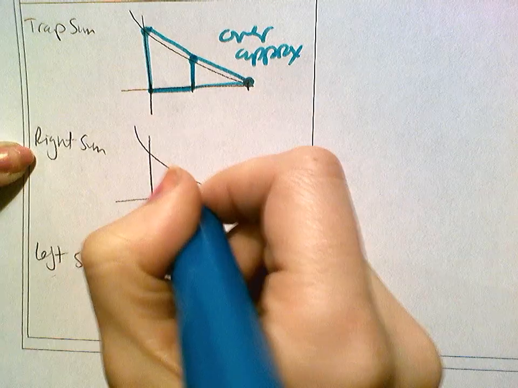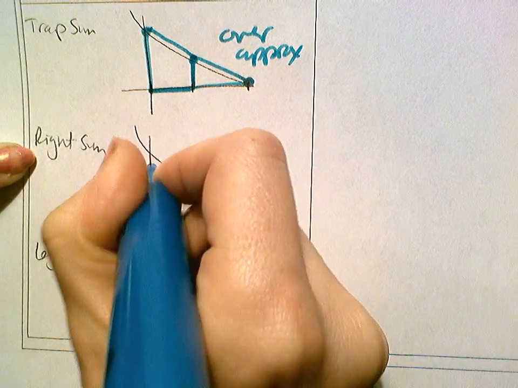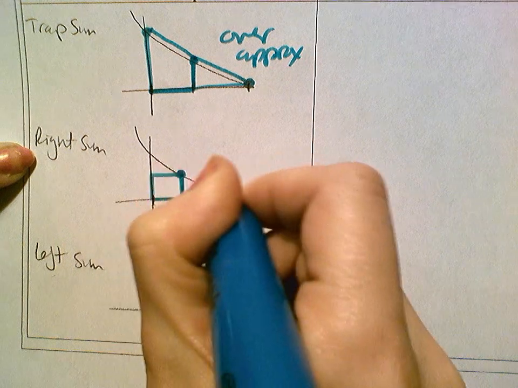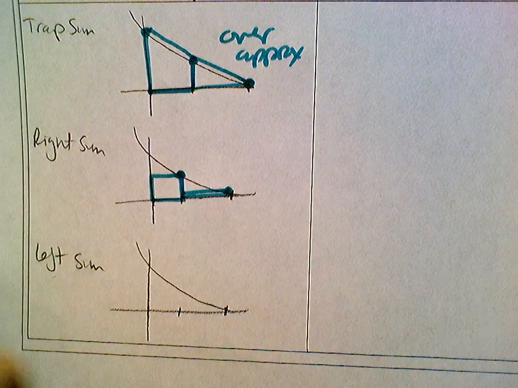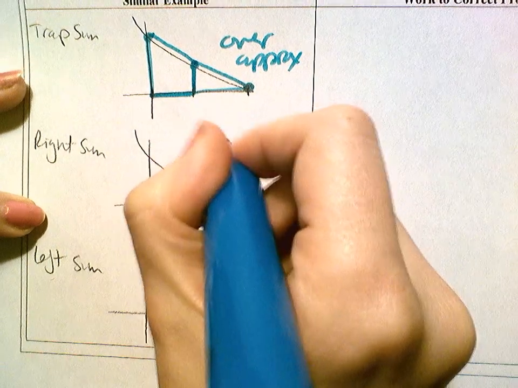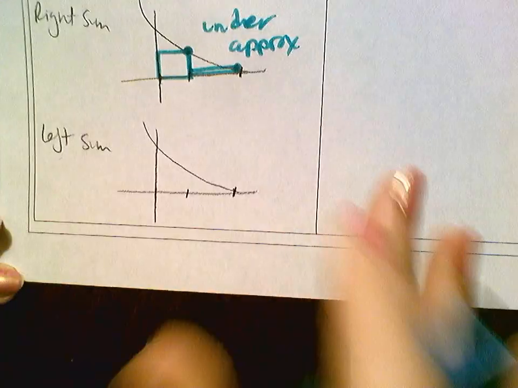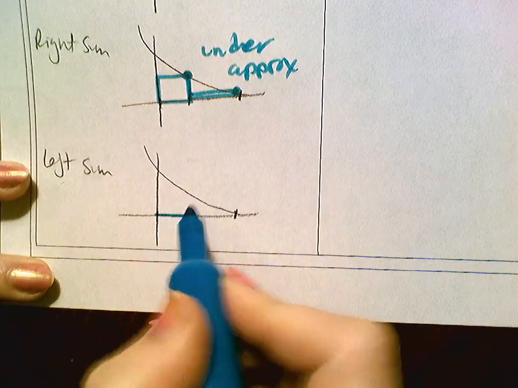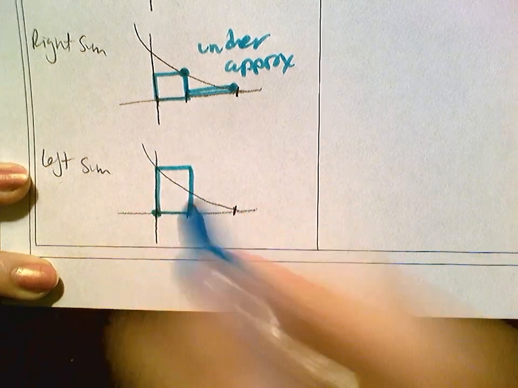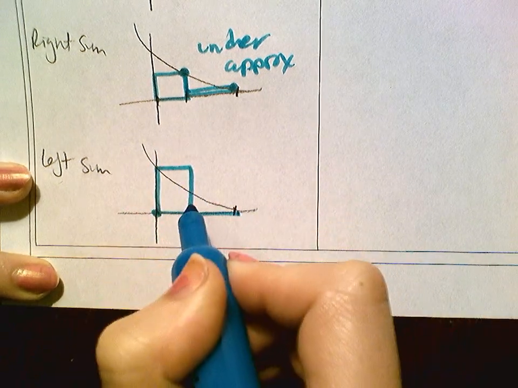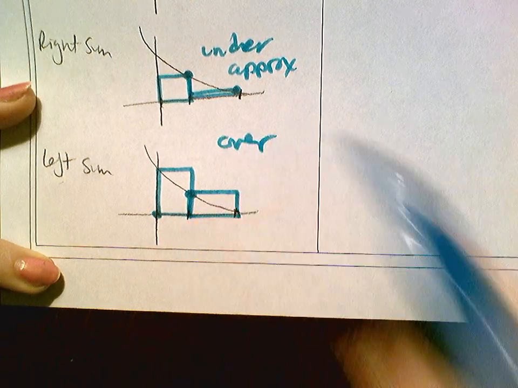Now let's do a right Riemann sum. Base of the rectangle up to the graph from the right end point, complete it. Base, up, completed. So this is an under approximation. And then left sum: base from the left end point up to the graph, complete the rectangle. Base, left end point up to the graph, complete the rectangle. And this one is an over approximation.